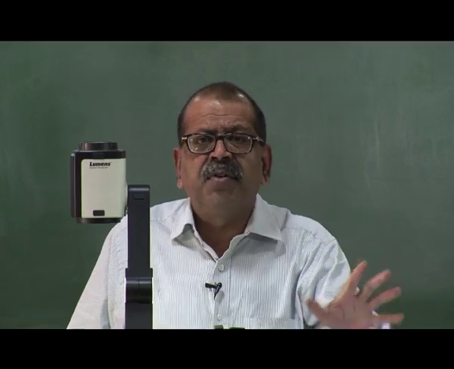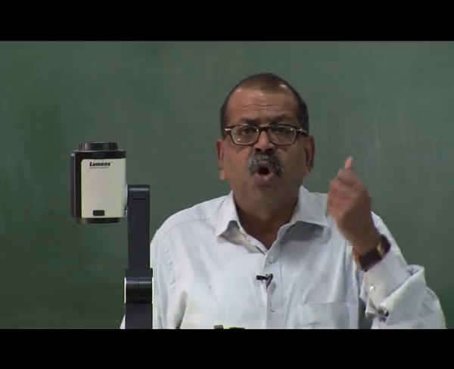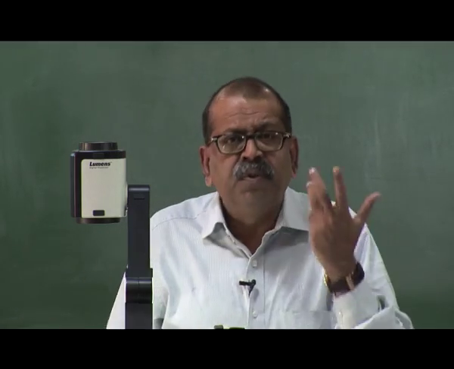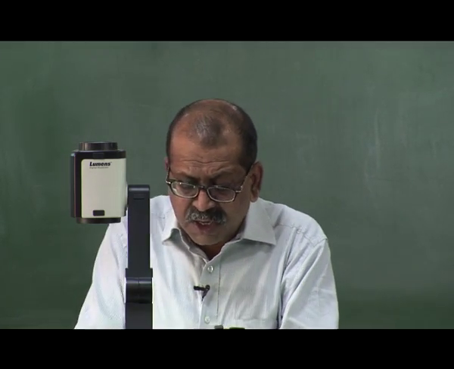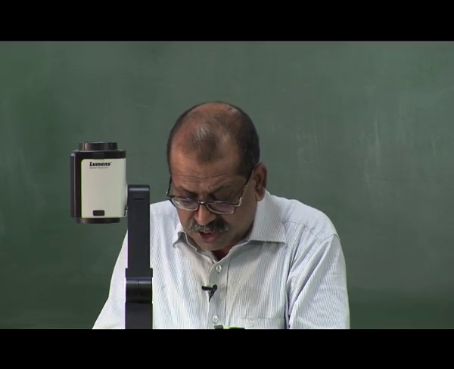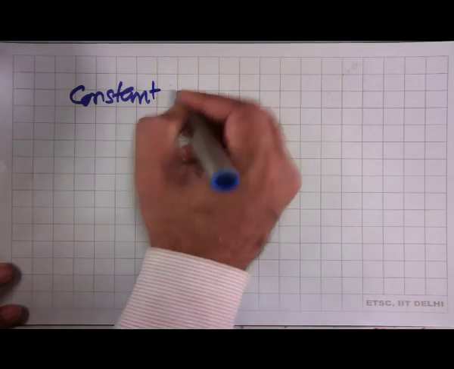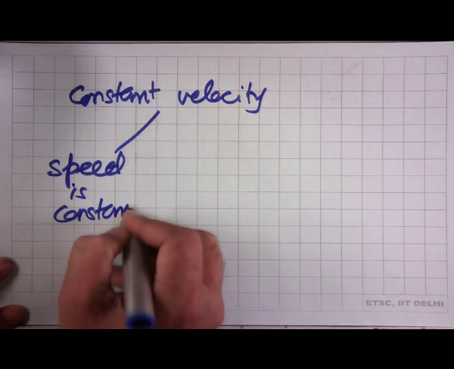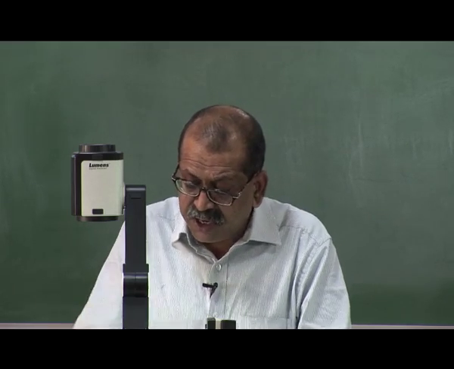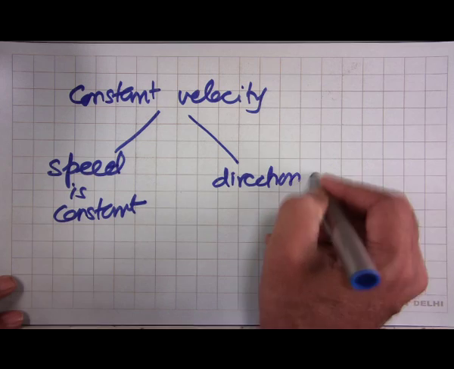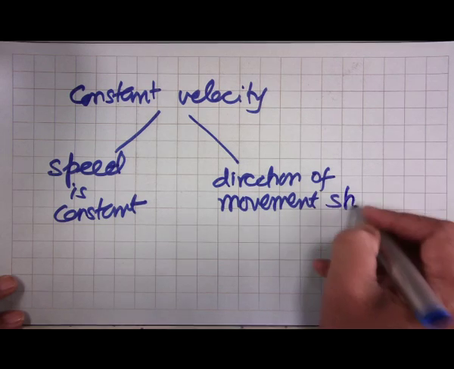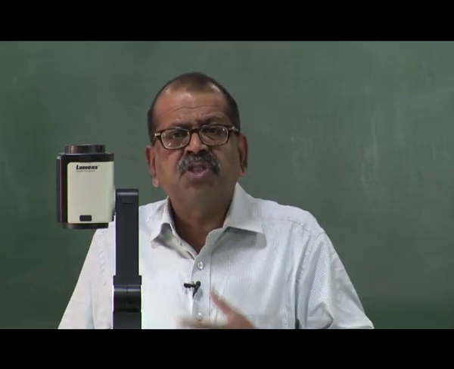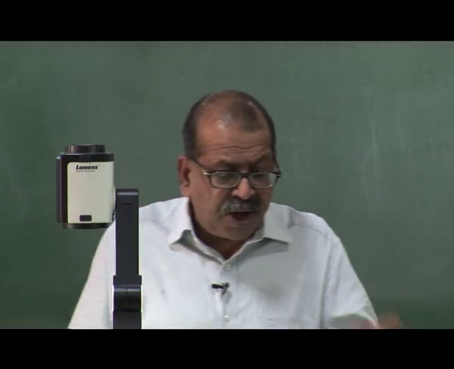So, for Newton's laws to be valid, the frame of reference you are looking at has to be either at rest, with the velocity and motion of the particle measured in that frame, or the frame can move with a constant velocity. Now, constant velocity means there are two parts. The first is that the speed is constant, which means the frame should not be accelerating, and the second is that the direction of movement should be the same. That means the reference frame should move in a straight line at constant speed. If that is so, then the frame will be an inertial frame.